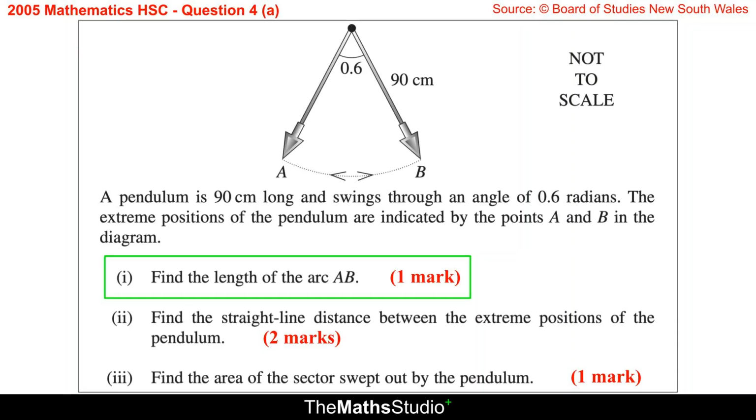Question 4, Part A. A pendulum is 90 centimeters long and swings through an angle of 0.6 radians. The extreme positions of the pendulum are indicated by the points A and B in the diagram. Part 1. Find the length of the arc AB.